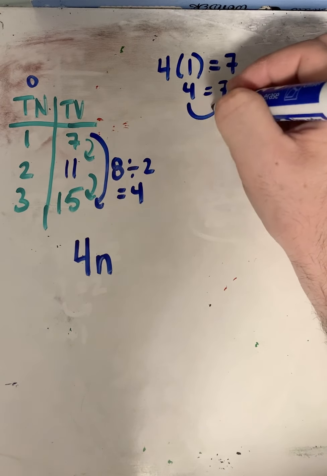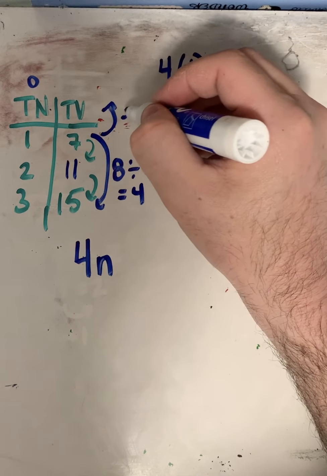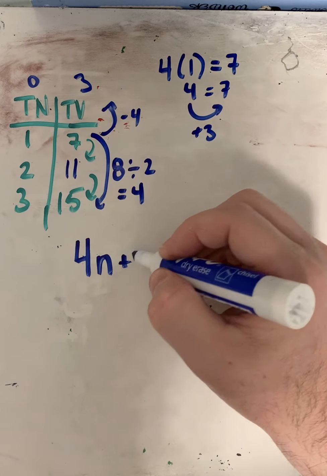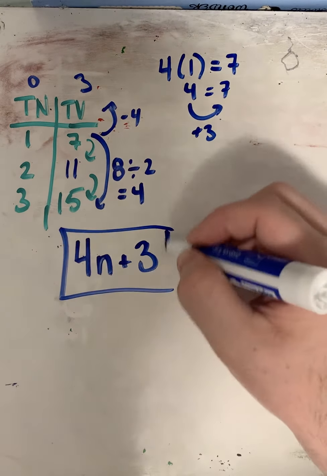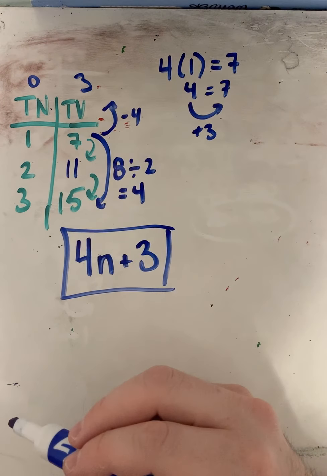4 equals 7, so I need to add 3. If I had done this way, if I had subtracted 4, because I was going up by 4, I would have gotten 3 here. So my code is 4n plus 3. Okay, hopefully you got this. If you didn't, again, look at the steps that we did.